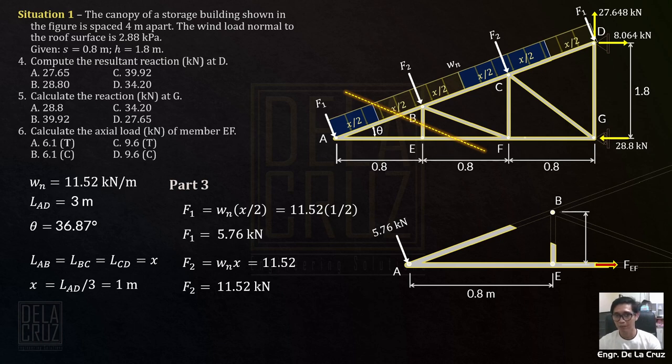No? Kasi cantilever, ano yan eh. Yung canopy is cantilever. The top cord is in tension. The bottom cord is in compression. But again, to be safe, gawin nating tension away from the joint. This is FAB. Itong FBE naman, that is a zero force member.